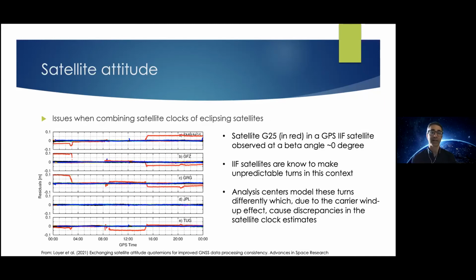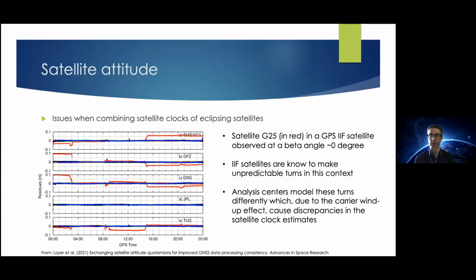Now, one thing that I haven't mentioned yet is why we need to exchange satellite attitude information. Well, it's been known that there are issues when combining satellite clocks of eclipsing satellites. What this plot here shows is the differences between the satellite clocks provided by each analysis center and the combined clock product. And we see there's clearly a satellite here that's sticking out in red, and this is G25, which is a Block 2F satellite that's observed at a beta angle close to 0 degrees.